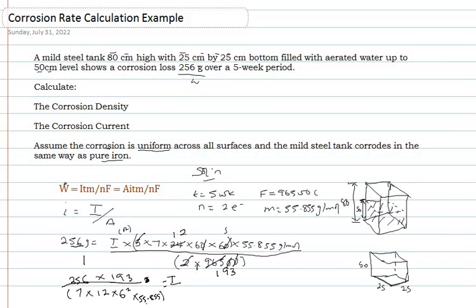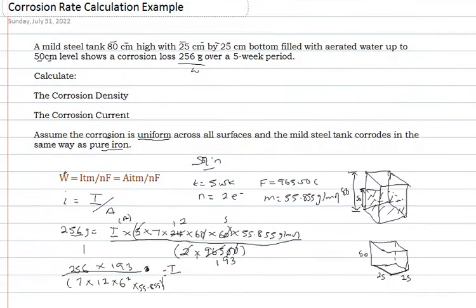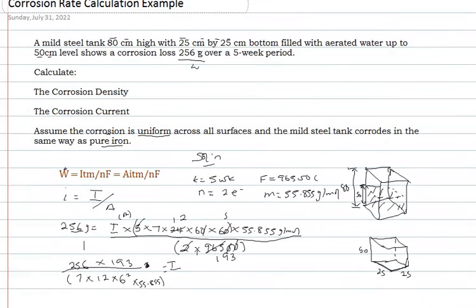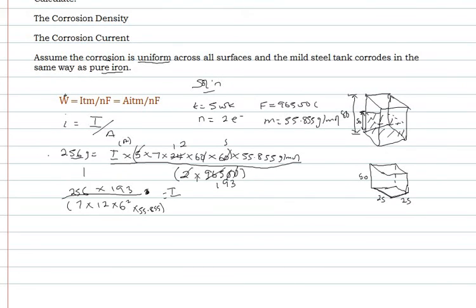Let me show this here. So we'll go on to multiply and divide. 193 multiplied by 256 divided by 7 divided by 12. So we'll multiply the terms in the numerator and divide them by the terms in the denominator. 256 times 193 divided by all this, and your I in the end will turn out to be 0.2925, that's 0.293 amperes.